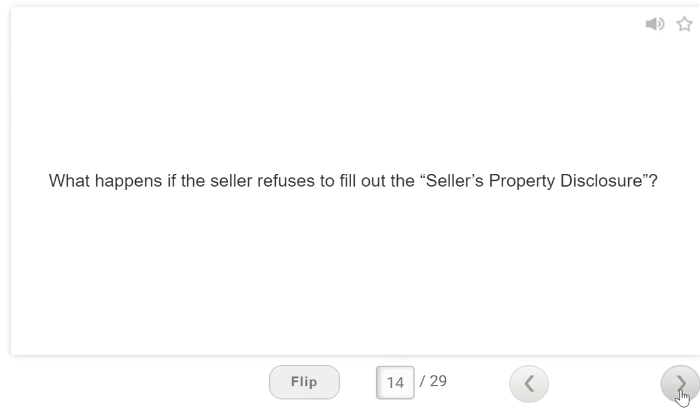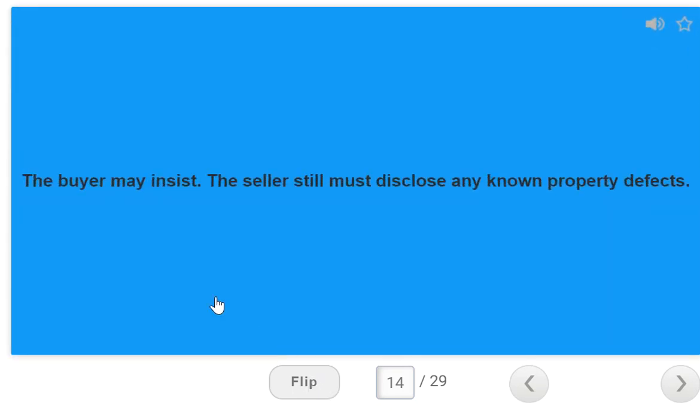What happens if the seller refuses to fill out the seller's property disclosure form? Seen this question a few times. The buyer may insist. The seller still must disclose any property defects that they know about. So the seller still has to disclose those known property defects. And in that form, the seller's property disclosure, it's all yes and no boxes. You check them. It's about like the sewer and the roofing and everything.